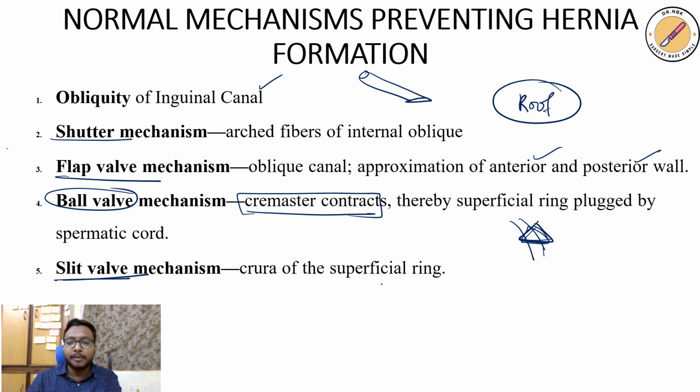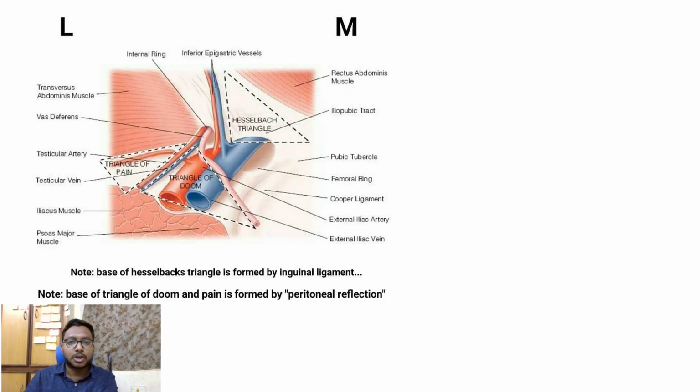So it is nothing but the crura of the superficial inguinal ring. They will contract like this. So the crura of the superficial inguinal ring will close like a slit valve. So these are the important mechanisms which are preventing the hernia formation, right?